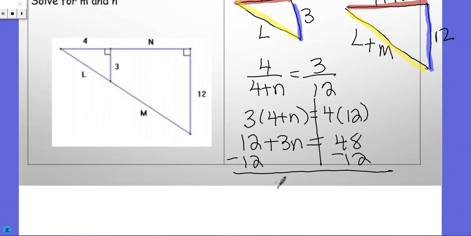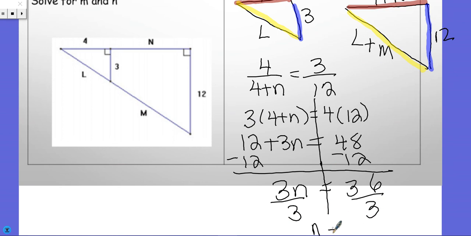It should be on the right side. So 3n equals 48 minus 12, that's going to be 36, divide by 3, divide by 3. This is going to be n equals 12. All right, so I found n. Yes, I found n. It didn't have to go through the line. So there we go right there.